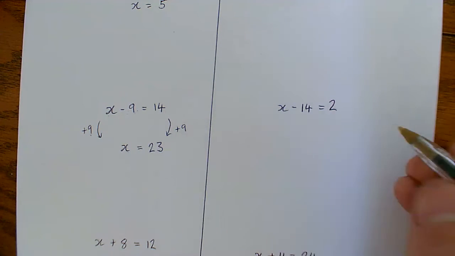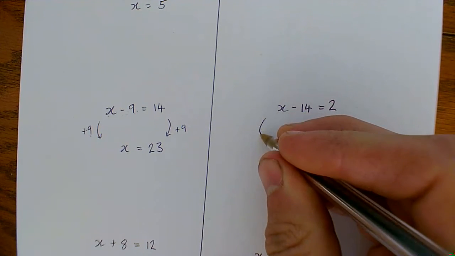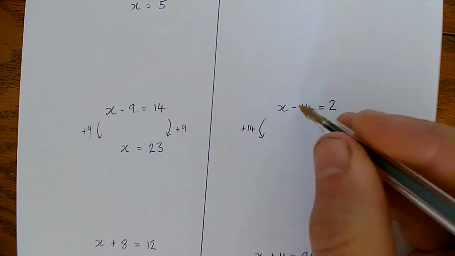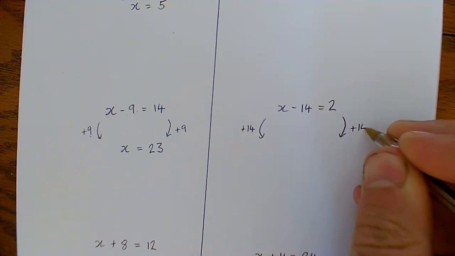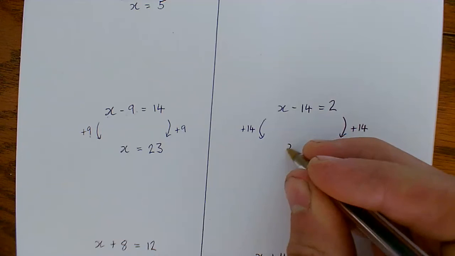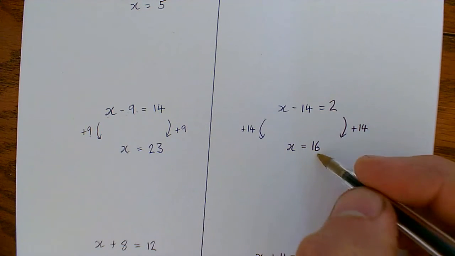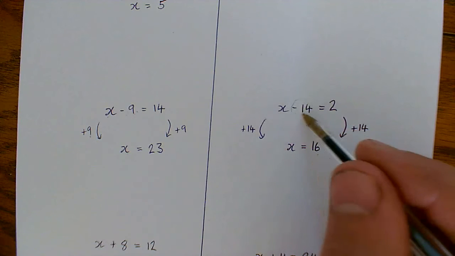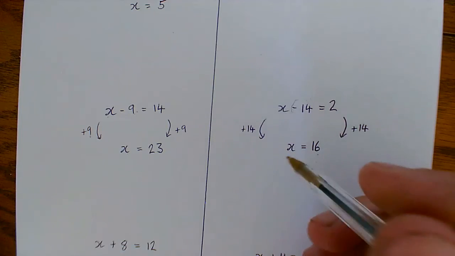Okay, so this one here, we're doing x take away 14. The opposite of taking away 14 is to add 14, and that'll get rid of our take away 14. Same to both sides, so we add 14 over here. That gives us x equals 16, because 2 add 14 gives us 16. So again, doing the opposite of this thing, which is here we've got take away 14, so the opposite is to add 14.